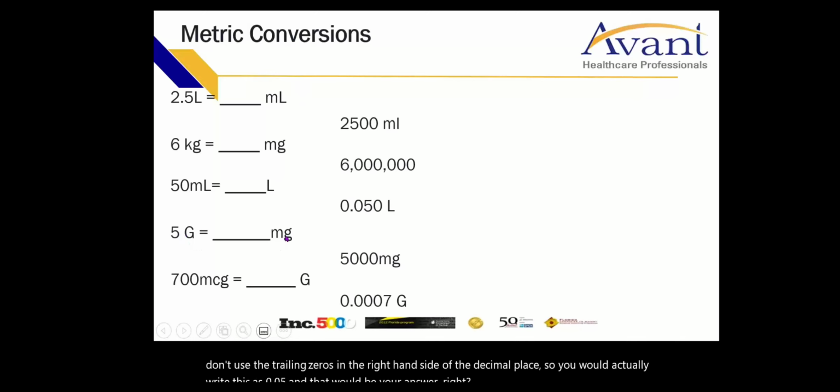Here we're going from grams to milligrams. So straight up, getting a smaller unit of measure, the number will be larger, 5,000 milligrams. And then 700 micrograms to grams. Remember, micrograms is going to go to milligrams, is going to go to grams. So that's 1,000, but going in the opposite direction, right? So from 700, 1,000 is 0.7, and then another 1,000 is 0.0007.